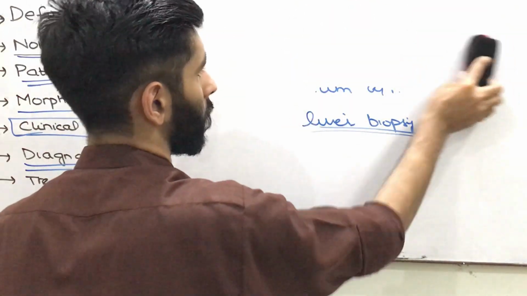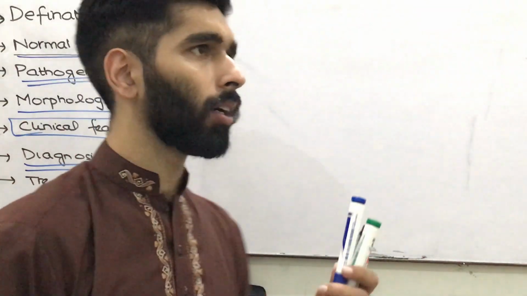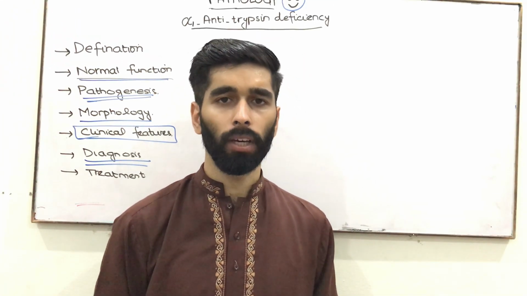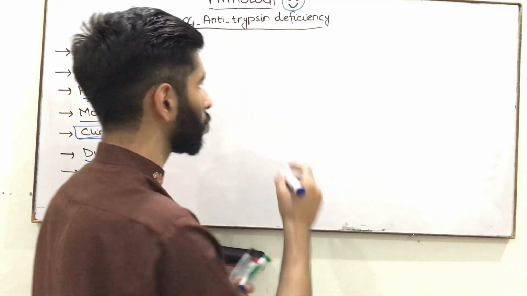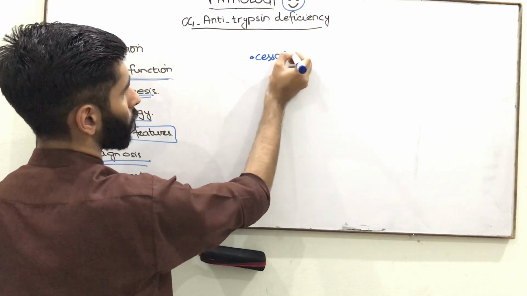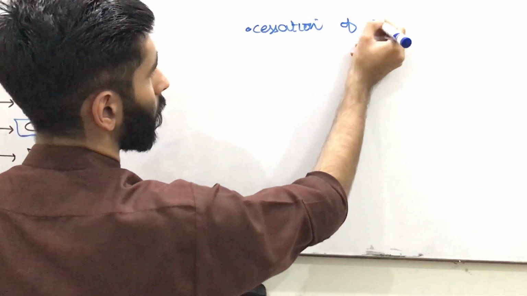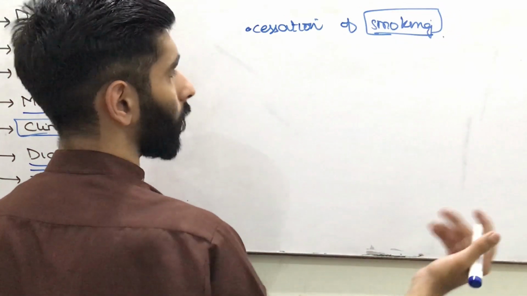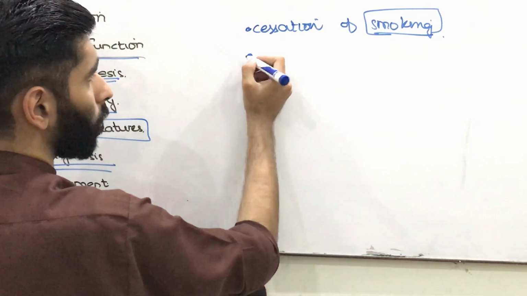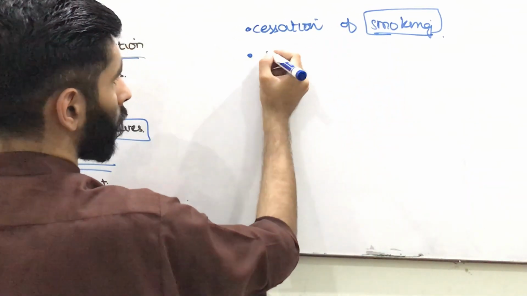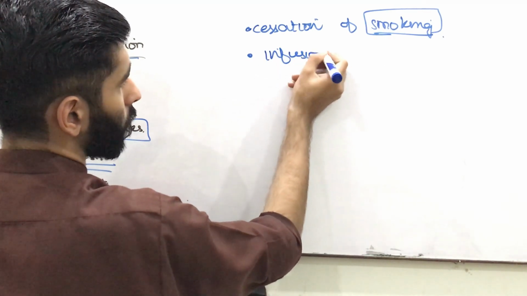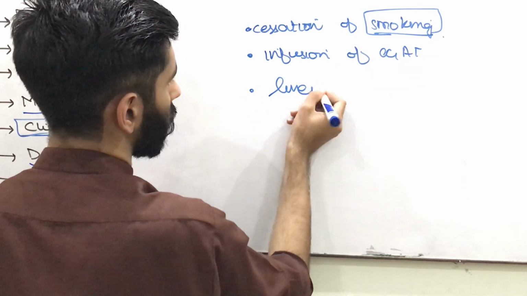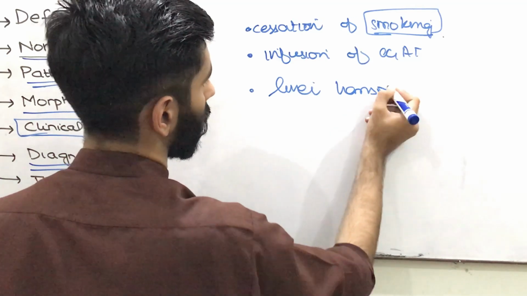Now how to treat the patient. Emphysema due to alpha 1 antitrypsin deficiency is worsened when a patient is smoking. So there should be cessation of smoking, as it increases the risk of emphysema. Smoking increases the risk of COPD, and emphysema is one of the diseases involved in COPD. So there should be cessation of smoking, infusions of alpha 1 antitrypsin, and the last one is the definitive treatment, that is liver transplantation.